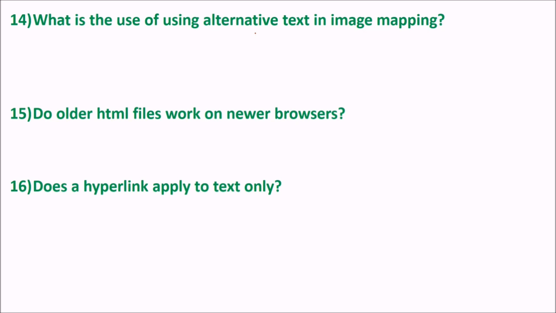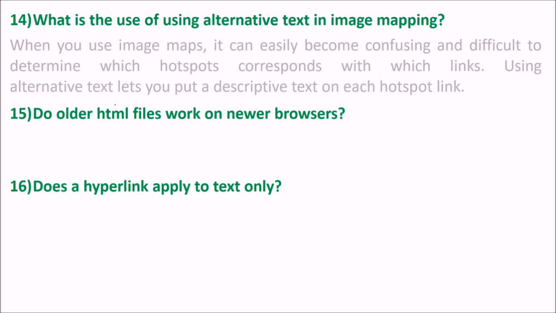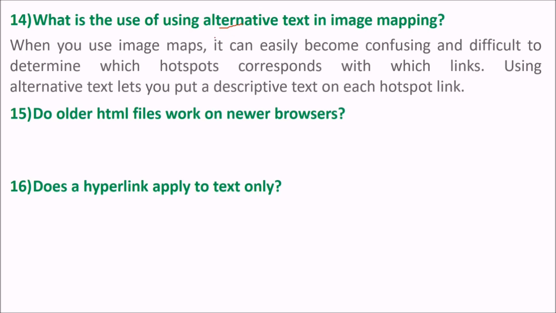What is the use of alternative text in image mapping? When you are using image maps, it can easily become somewhat confusing and very difficult to determine which hotspots correspond to which links. So you can use this alt or alternative text, which lets you put a descriptive text on each hotspot link so that you can understand it better.